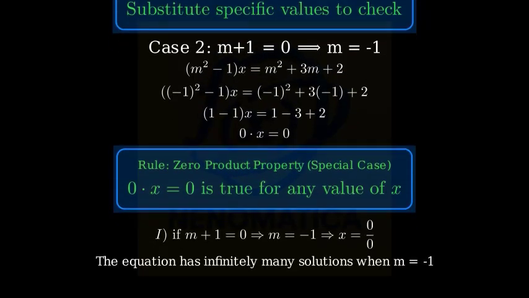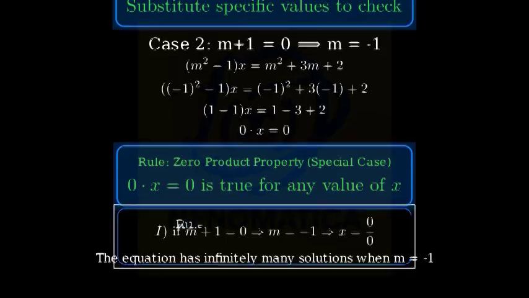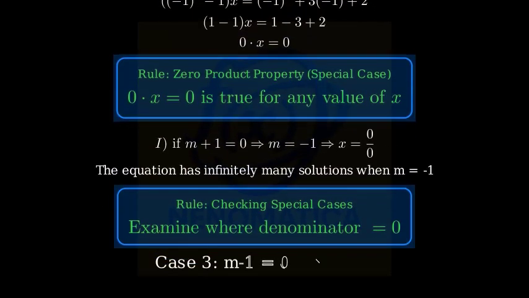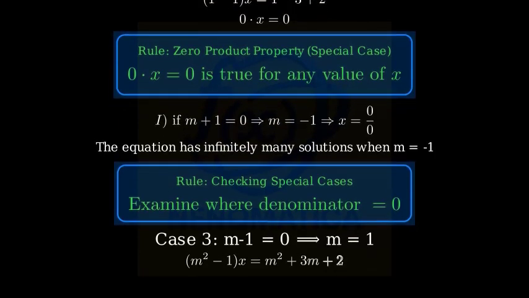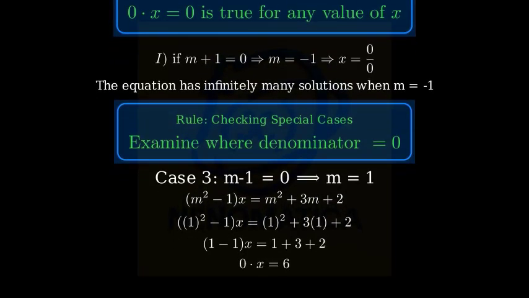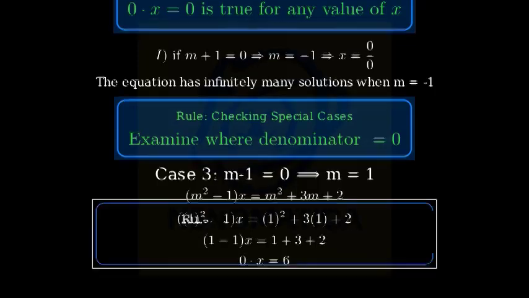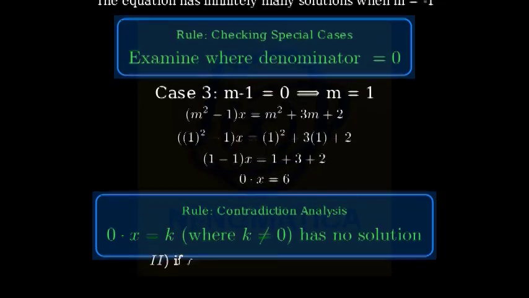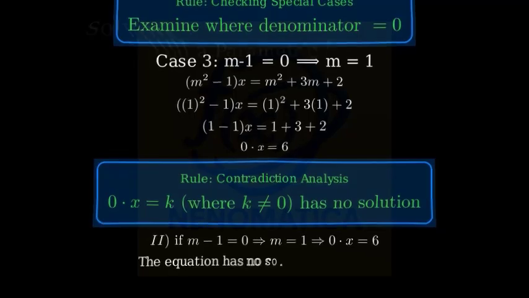Now let's look at case 3, where m minus 1 equals 0, which means m equals 1. Again, we'll substitute this value into our original equation. When we substitute m equals 1 into the original equation, we get 1 squared minus 1 times x equals 1 squared plus 3 times 1 plus 2, which simplifies to 0 times x equals 6. When we have 0 times x equals 6, this is a contradiction because 0 times any value can never equal 6. This means that there are no solutions to our equation when m equals 1. So for m equals 1, the equation has no solution.